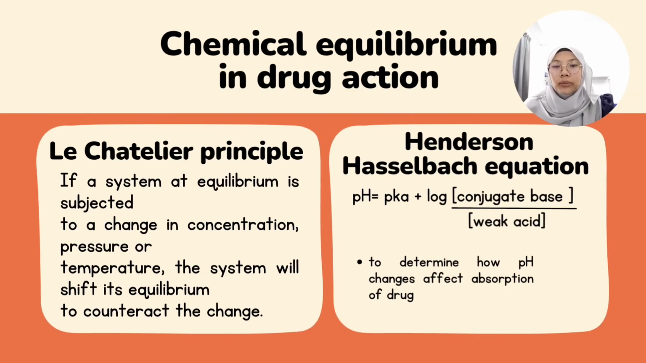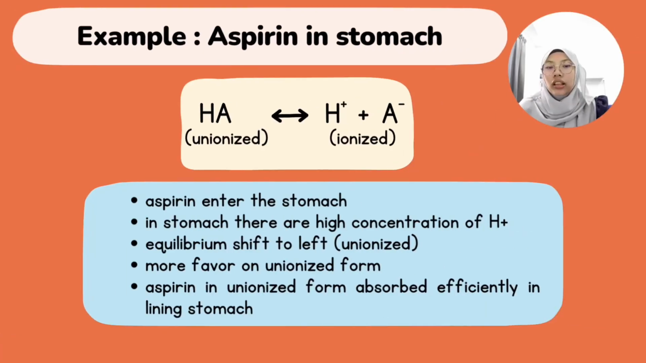Le Chatelier's principle is used in many drug actions. This principle states that if a system at equilibrium is subjected to a change in concentration, pressure, or temperature, the system will shift its equilibrium to counteract the change. Moreover, pharmacists use the Henderson-Hasselbalch equation to determine how pH changes affect absorption of a drug. For example, aspirin in the stomach.